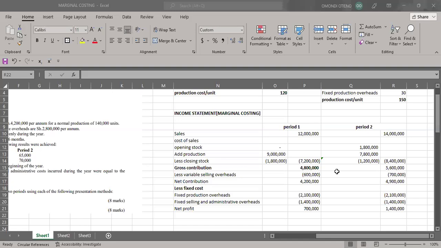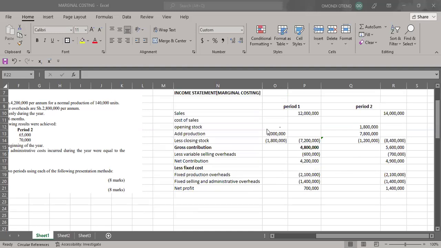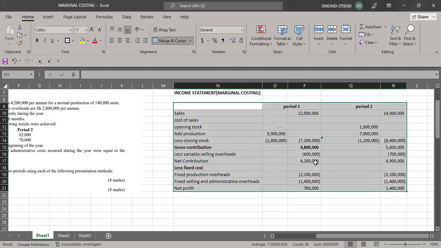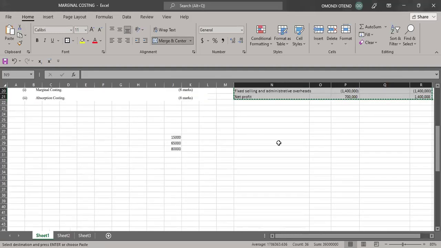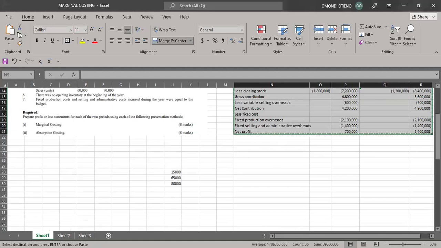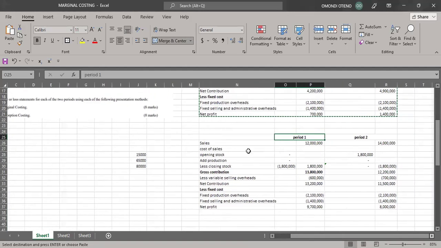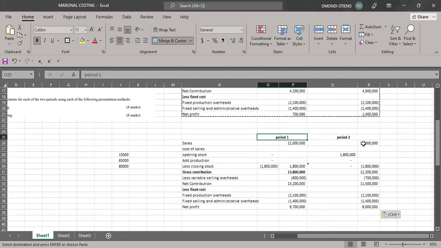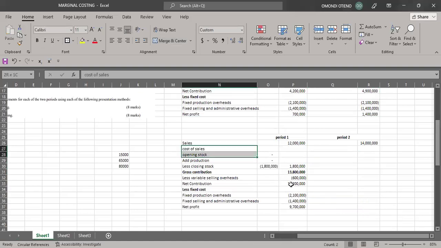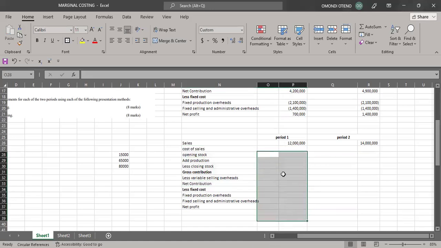Great. So having done that, we now need to go to method number 2, that is absorption costing. Under absorption costing, we are going to interfere with the format slightly. I just need to have that somewhere here for reference purposes, then I will modify one or two things. Under revenue, our revenue will not be affected.